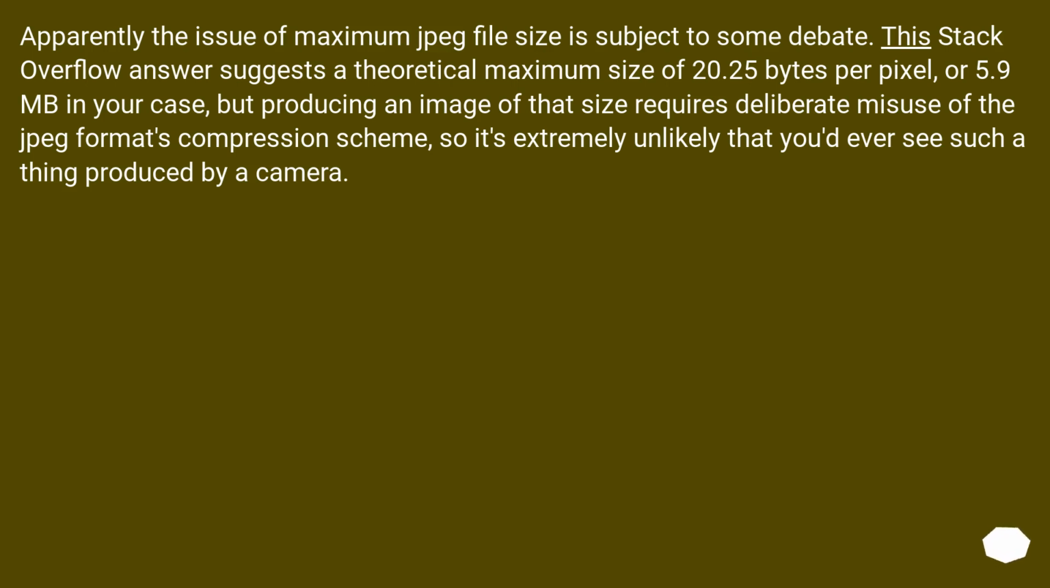Apparently the issue of maximum JPEG file size is subject to some debate. This Stack Overflow answer suggests a theoretical maximum size of 20.25 bytes per pixel, or 5.9 MB in your case, but producing an image of that size requires deliberate misuse of the JPEG format's compression scheme, so it's extremely unlikely that you'd ever see such a thing produced by a camera.